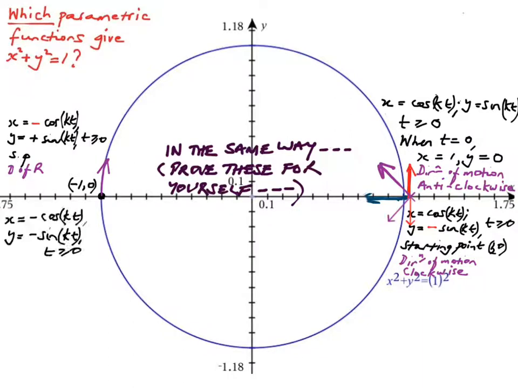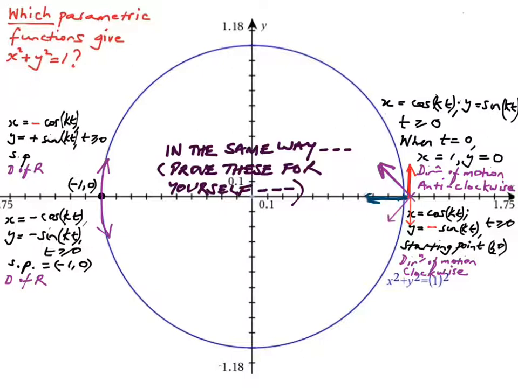Here comes the fourth one. If x is minus cos of kt and y is minus sine of kt. Now the starting point for that one is minus 1 and 0 like the previous one, but the direction of rotation this time is anti-clockwise.